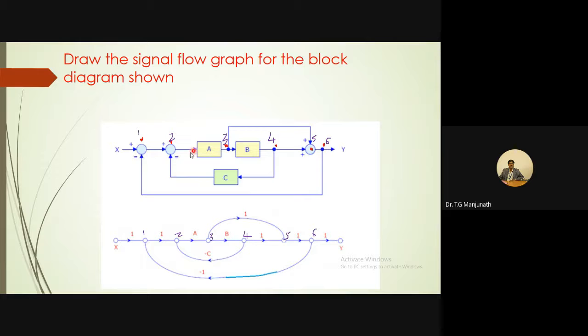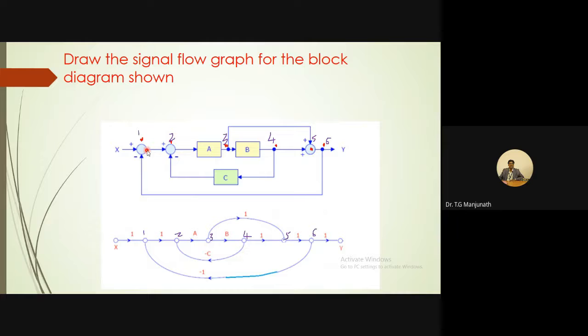So you can count how many nodes are there. This is first summing point, first node. This is second node. This is third node. This is a tapping point, fourth node. Summing point, fifth node. Again, tapping point, sixth node. Totally, there are 6 nodes. In addition to this, extra nodes at the input and at the output. Total 8 nodes. You can see here 1, 2, 3, 4, 5, 6. The same namings are given here. Extra nodes X, Y.